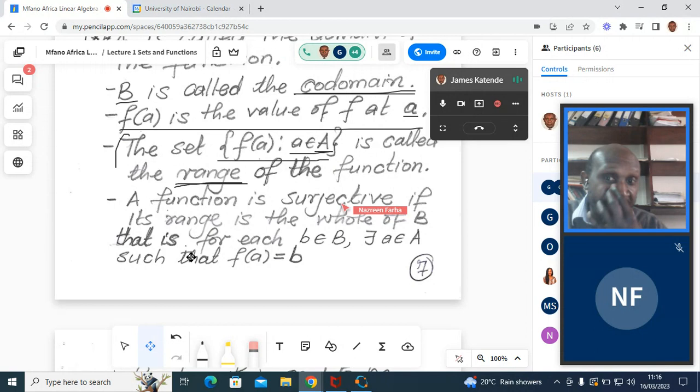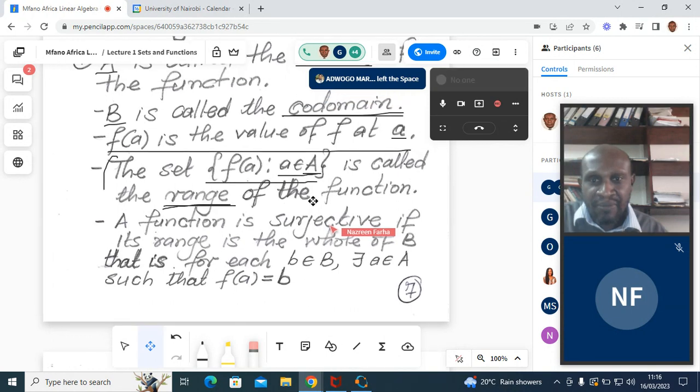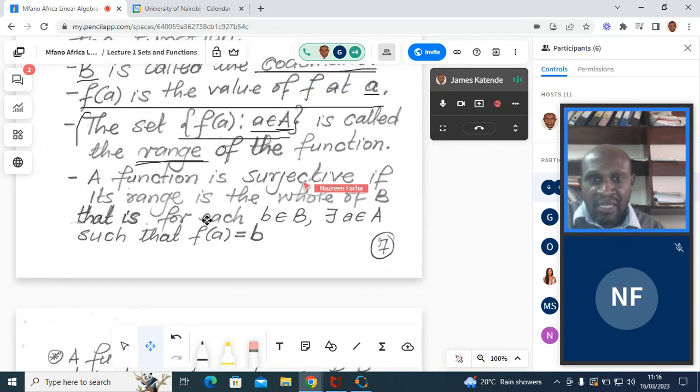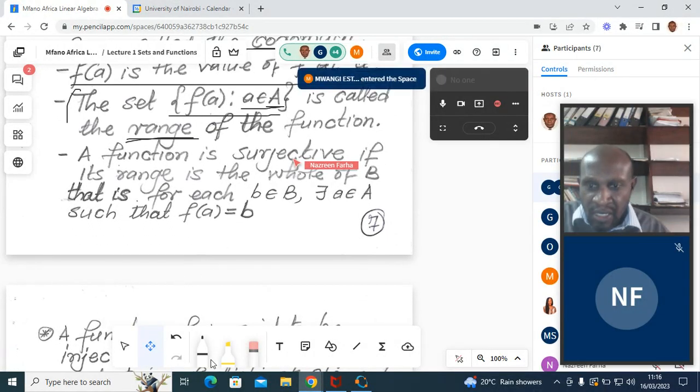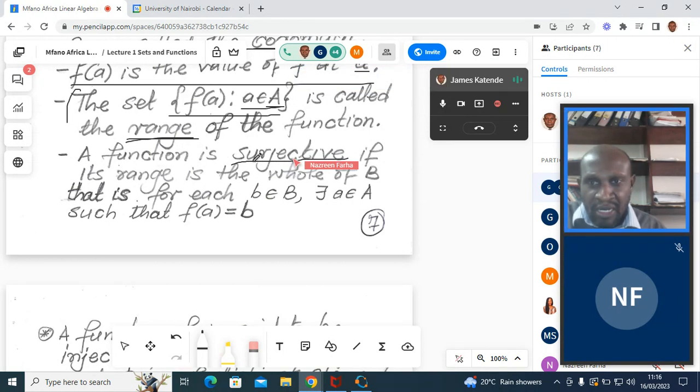If it turns out that the range is the same set as the codomain, then we say the function is surjective. Another word for surjective is onto. So a function is said to be surjective, or onto, if the range is just the same as the codomain.